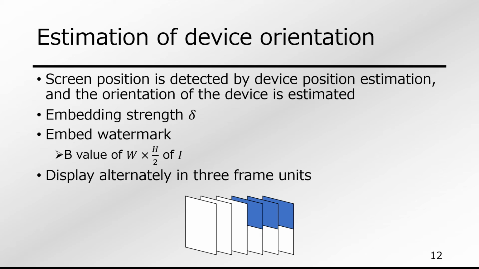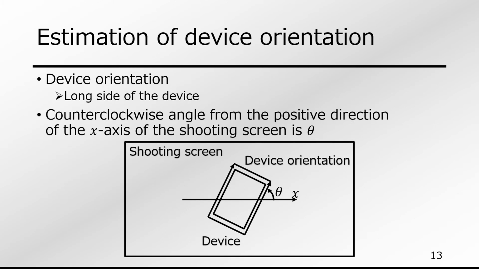Watermarks are embedded in the B value of I because humans are typically insensitive to changes in blue color. The original image and the image with the watermark embedded in the upper half of the original image are displayed alternately in 3 frame units. The watermark extraction method is like the estimation of device portion, and the device orientation can be estimated by detecting the upper half of the device in the photograph video. The long side of the device is defined as the device orientation, and the counterclockwise angle from the positive direction of the x-axis of the shooting screen is theta.